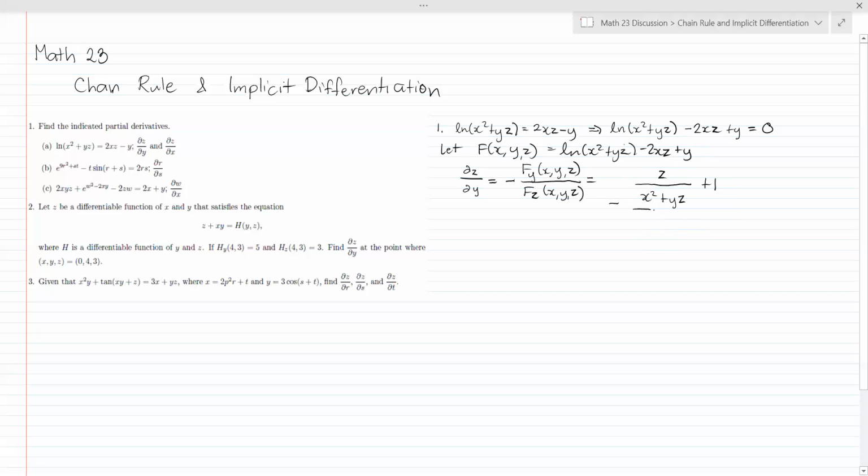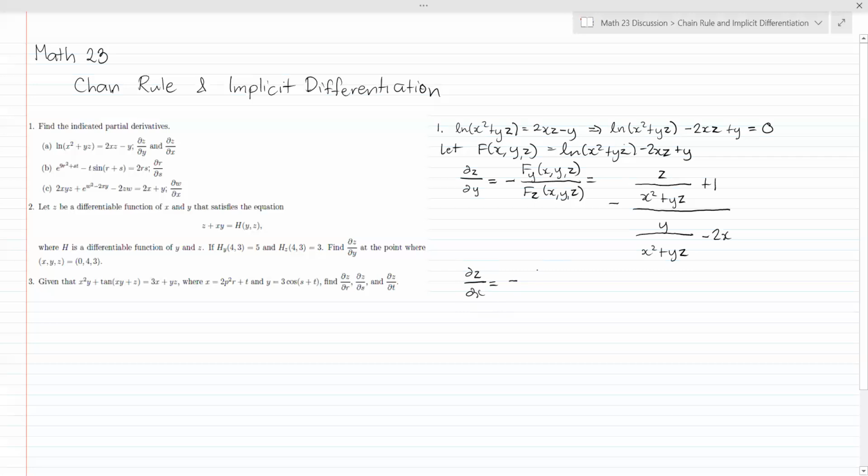The denominator naman, partial ng f with respect to z. So, paano yan? Derivative ng ln, denominator yan, di ba? 1 over x squared plus yz. By chain rule, derivative pa nitong x squared plus yz. Yung variable natin ay z. So, y here. And then, minus 2x. Okay, so ito na yung dz dy. Well, partial ng z with respect to y. Okay, how about partial ng z with respect to x? Partial ng z with respect to x.